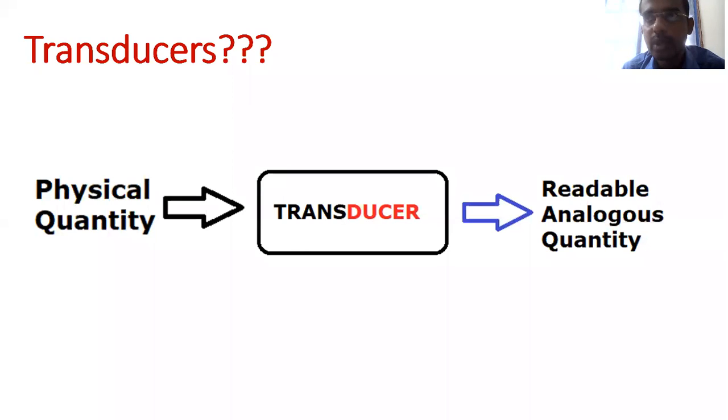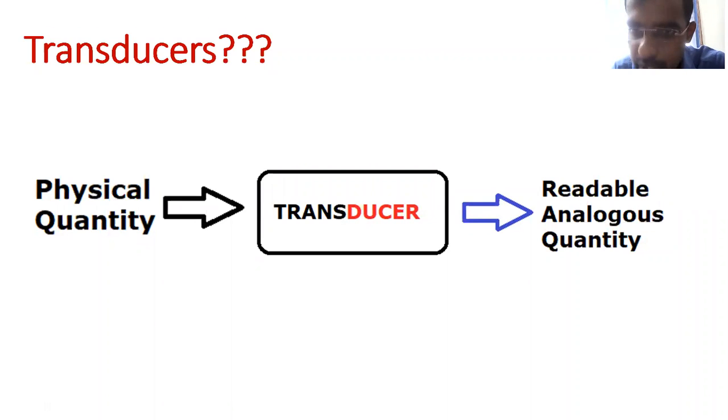Sometimes we call it an indirect transducer, which will convert one physical quantity to another, electrical or mechanical, and other possibilities exist. That is why I have mentioned readable, analogous quantity. Readable means measurable. Analogous means it is not actually the same. It is equivalent and similar. If the physical quantity varies in one way, this also varies, but in a similar way. It is not exact.